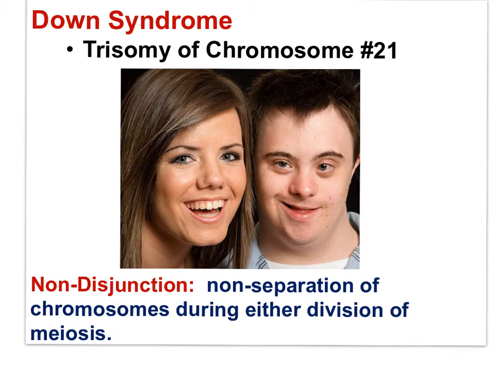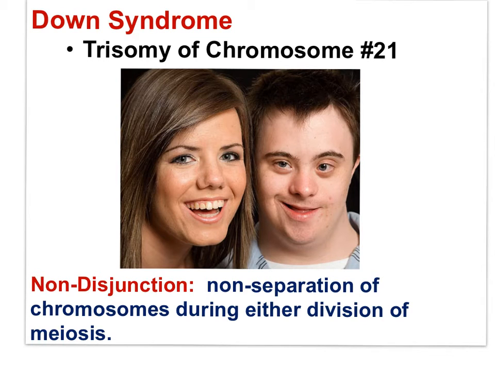Non-disjunction is when homologs do not separate during anaphase 1 of meiosis, or chromatids do not separate during anaphase 2 of meiosis. In both situations, one gamete ends up with an extra chromosome, while another gamete ends up with one less chromosome. Trisomy 21, also known as Down syndrome, is an example of non-disjunction. Trisomy 21 is a condition where an individual's cells have 3 chromosomes instead of 2 of the 21st chromosome type.